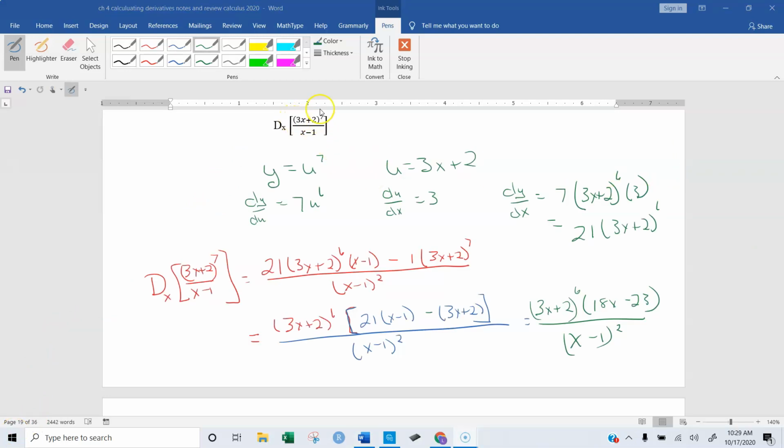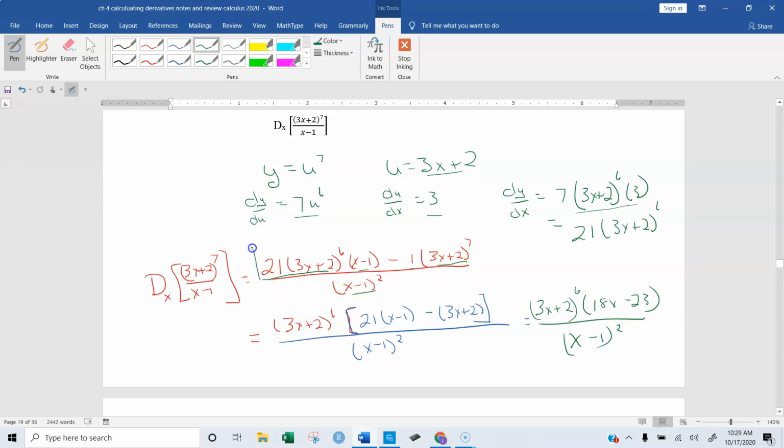I hope you did a good job. You should have recognized that the numerator was the one that was in trouble. So we did y equals u to the 7, u equals 3x plus 2, took the derivative of y and the derivative of u, multiplied and replaced. And you got 21 times (3x plus 2) to the 6 as the derivative of the numerator. So now we took the derivative of the numerator times the denominator minus the derivative of the denominator, which is just 1, times the numerator, over the denominator squared.